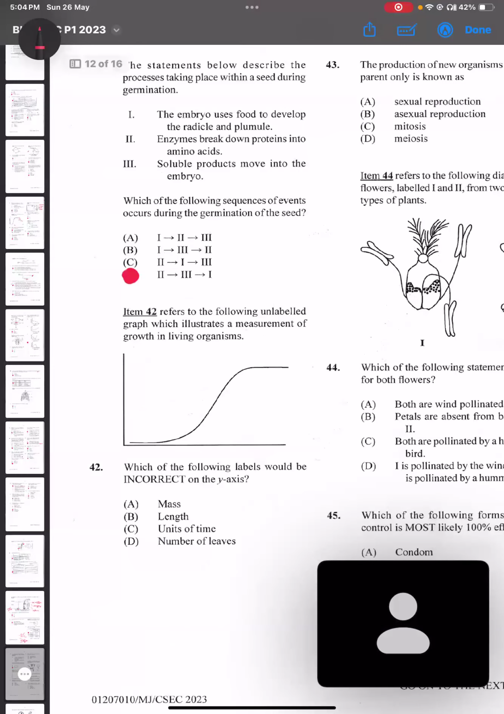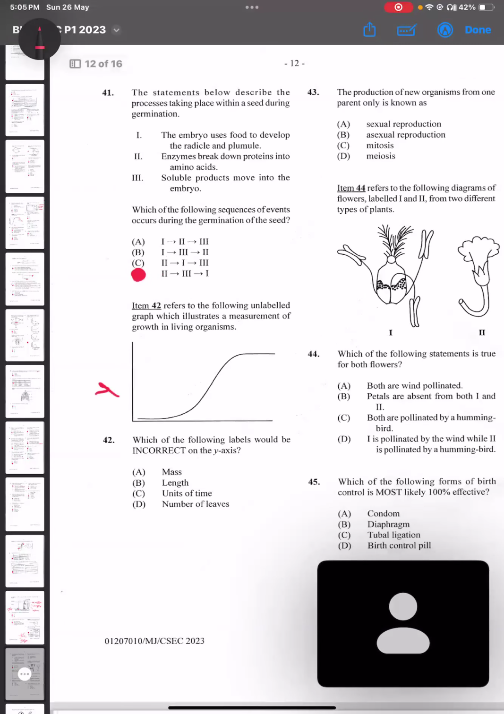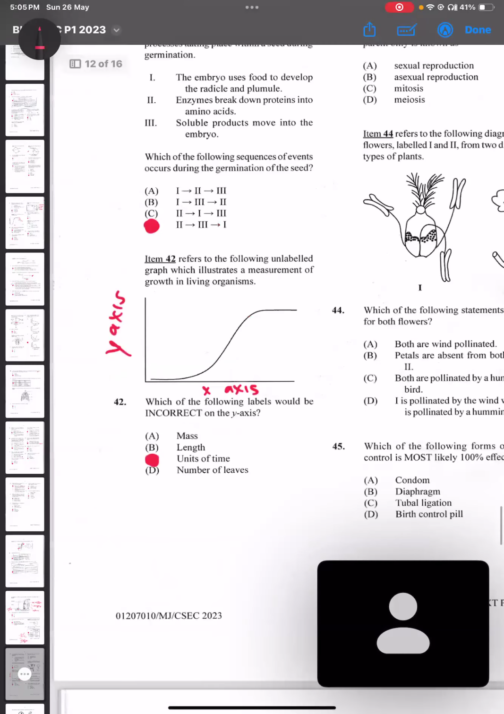And then for 42, it's asking you which of the following labels would be incorrect on the y-axis. So our y-axis is over here, and our x-axis is down here. We can never put time on the y-axis. Time is always going to be on the x-axis. Your y-axis has things that are dependent on what is on the x-axis. So time, and anything that exists outside of your control, is always going to be on the x-axis. So in this case, the answer would be units of time.